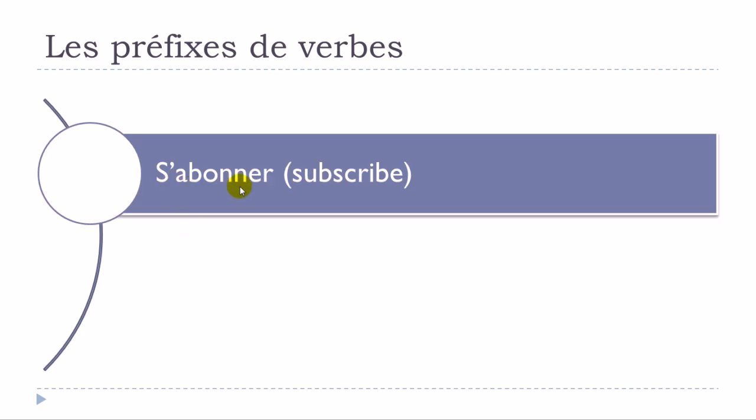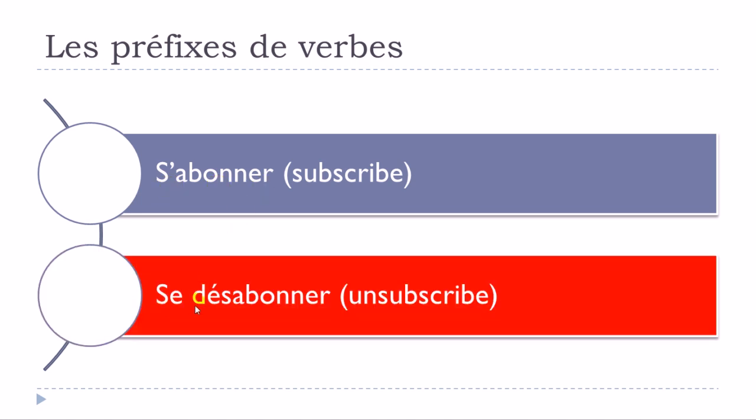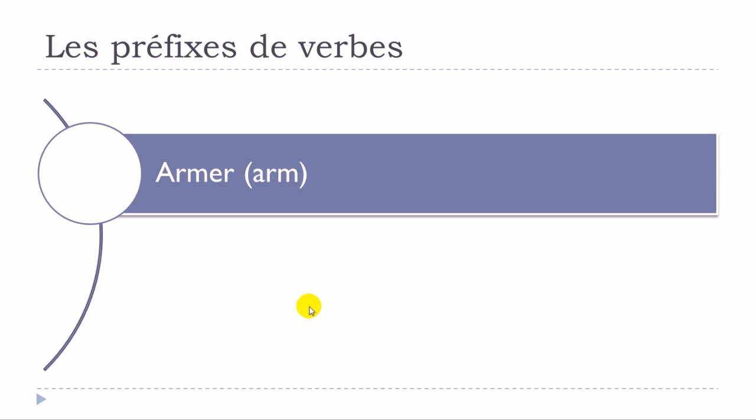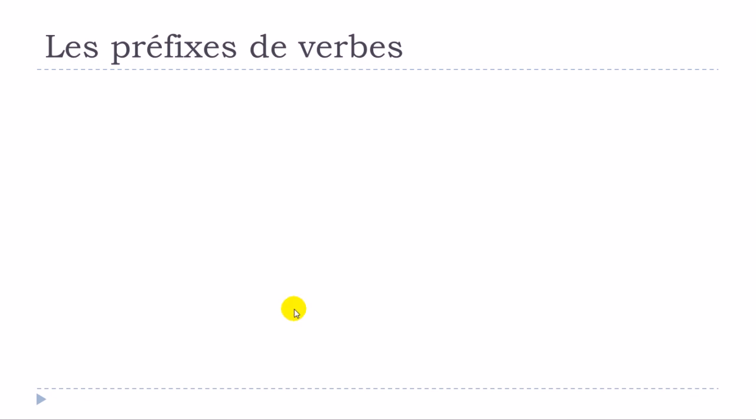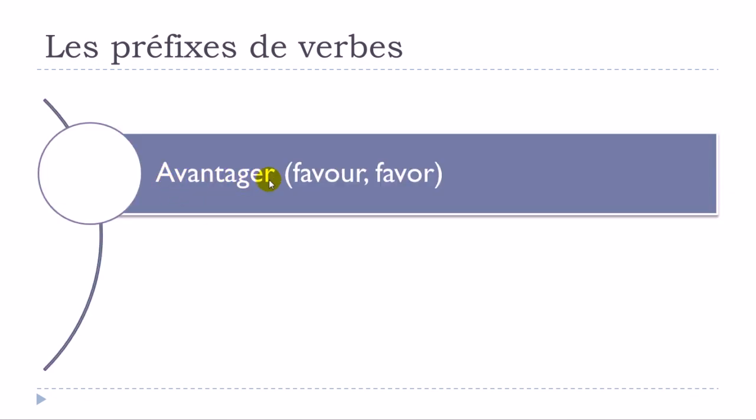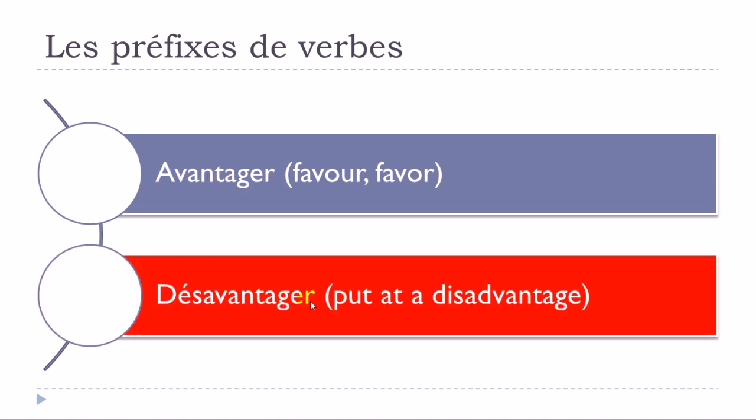The first one, s'abonner, se désabonner. Armer, désarmer. Okay, so armer will give you désarmer. Avantager, avantager will give you désavantager.